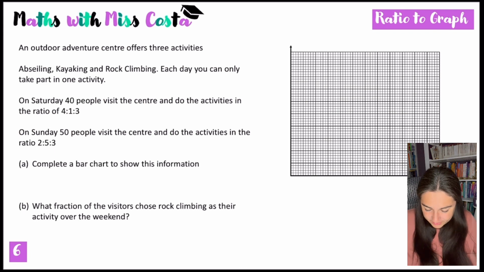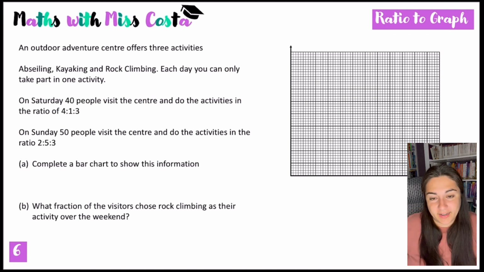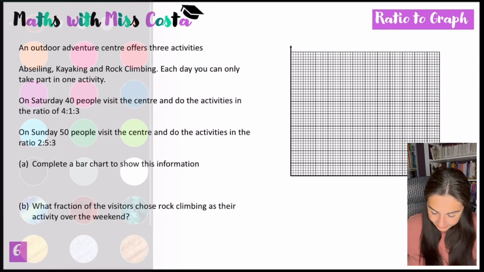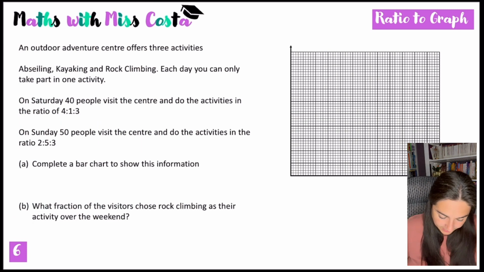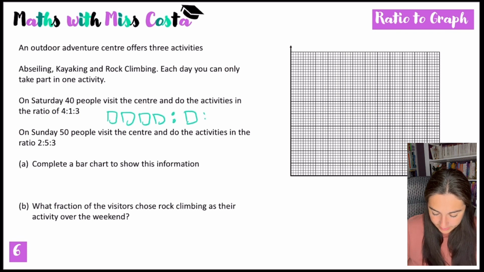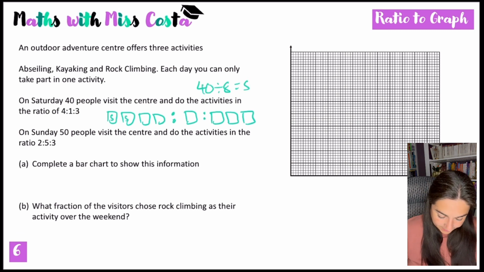Okay, an outdoor adventure centre offers 3 activities: abseiling, kayaking, rock climbing. Each day you can only take part in 1 activity. On Saturday, 40 people visit the centre to do the activities in the ratio 4 to 1 to 3. So 1, 2, 3, 4 to 1 to 3. So how many parts in total? That's 8. So 40 divided by 8 is 5. So each part is worth 5. So that must mean that abseiling was 20 people, kayaking was just 5, and rock climbing was 15.